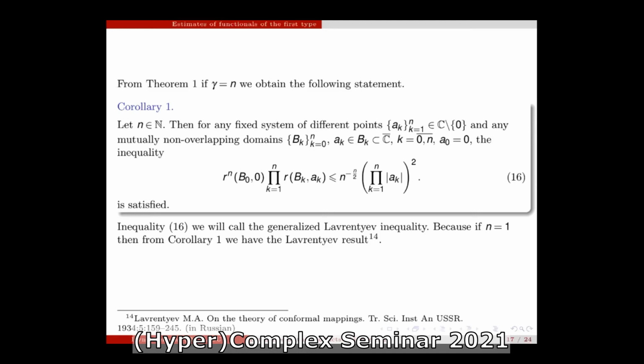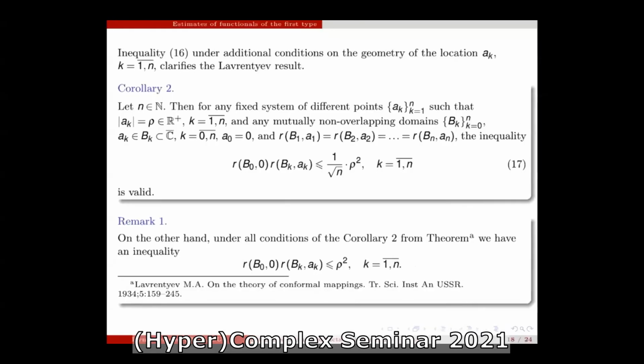Inequality 16 we will call the generalized Lagrangian inequality, because if n equals 1, then from Corollary 1 we have the Lagrangian result. Inequality 16 and the additional conditions on the geometry of the location a_k, k from 1 to n, clarify the Lagrangian result. And we have Corollary 2.